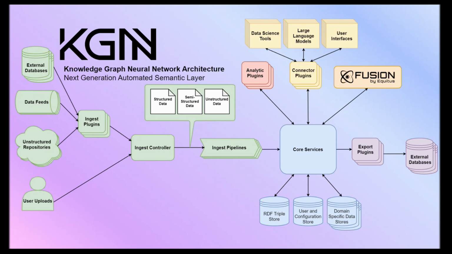So here's KGNN, the architecture at a simple level. You kind of read this diagram left to right, and it highlights how data flow works. On the left side of this diagram, we have how I'm representing data sources. So we've got external databases that could be, like, an Oracle database, for instance. We've got data feeds. You could think of that as like IoT devices, could be live data feeds or historic data feeds or Kafka topics or something like that.